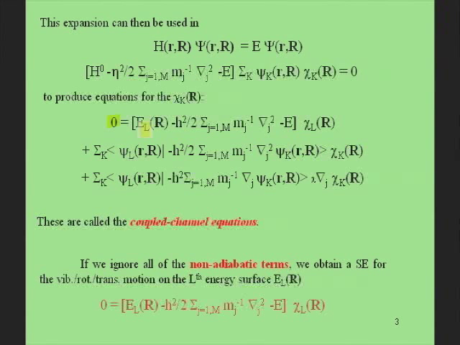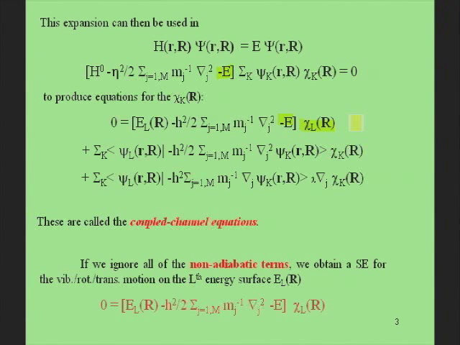When the H0 acts on this psi k, I get EK psi k. Then when I multiply through by the psi L star and integrate, I get delta KL, so I pick out the term that's k equals L only. That's where this EL of R times chi L of R comes from. Then another easy term is the minus E term, which becomes minus E chi L down here, because minus E times psi k chi k, when I multiply through by psi L star and integrate, gives delta KL again. So that's where this minus E chi L comes from.